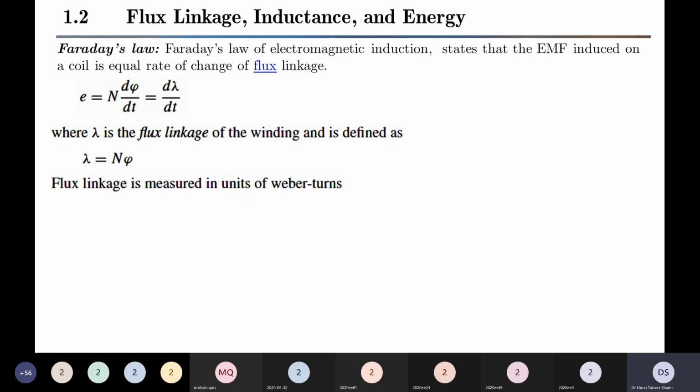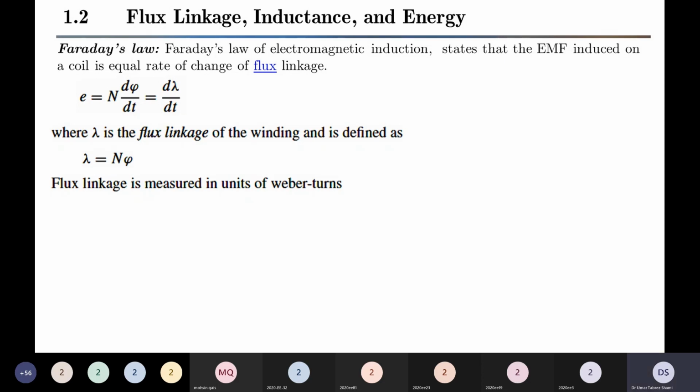For flux linkage, we will start with Faraday's law of electromagnetic induction. It states that the EMF induced in a coil is equal to the rate of change of flux linkages. What are flux linkages? Flux linkages are the flux that is linking or physically touching the coil. And the voltage induced is given by the formula N d phi over dt, where N is the number of turns, d phi is the change of flux and dt is the change in time.